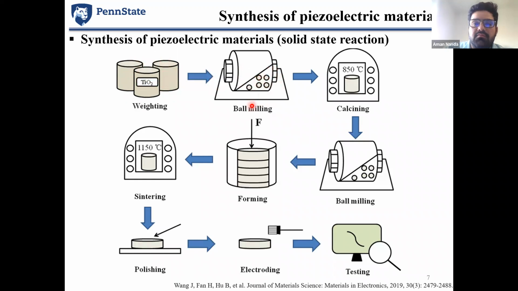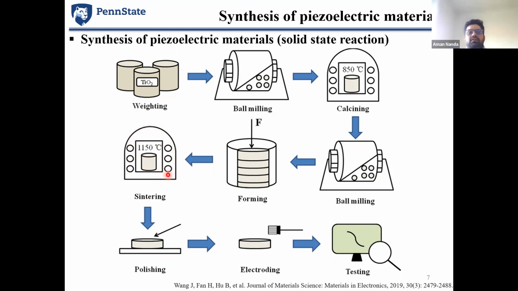In the ball mill, we mix the powders properly. Then we calcine it to form the appropriate phase, the appropriate composition. Then again, we ball mill it after calcination to nanostructure the particles, to chop them down into smaller particles. After that, we form a compact disc or cylindrical shape ceramics. Then finally, we sinter it at very high temperature to increase the density.